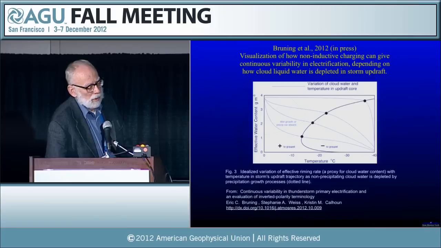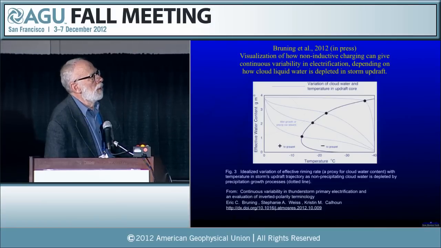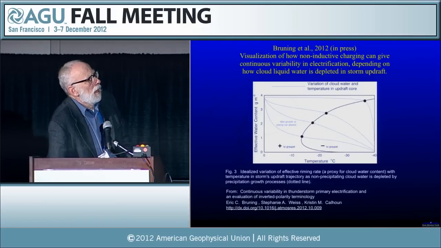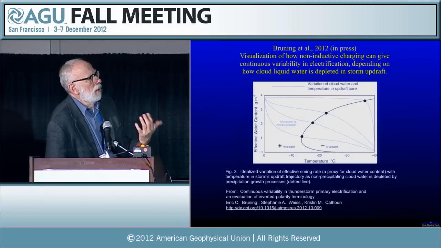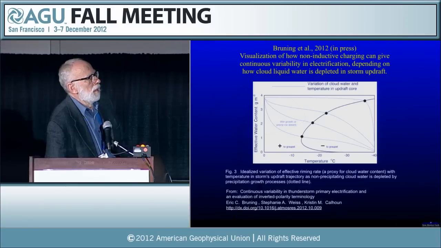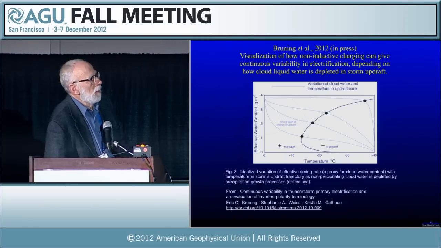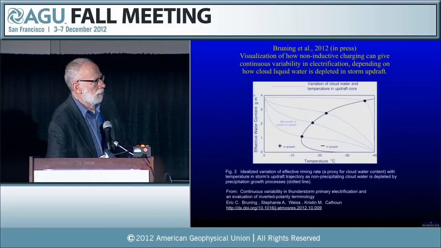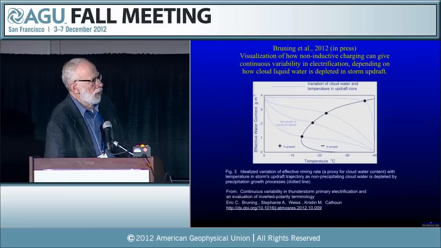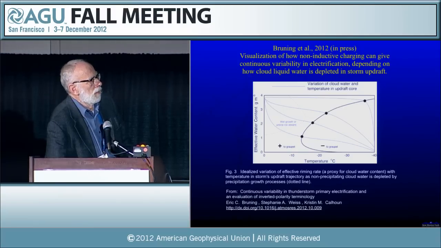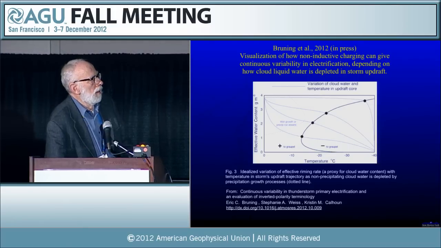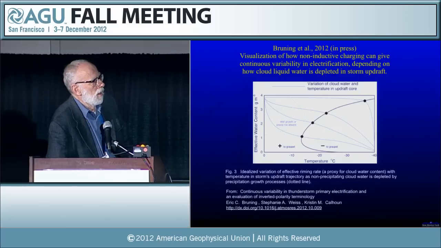Okay, and just in closing, I'll call attention to this upcoming paper, in press by Bruning et al. The question is how you can explain negative charges being at different altitudes in the storms, and he's come up with a very nice visualization of the concepts of how the transition occurs between positive charging of graupel, which is to the left of the dots in the curve, and negative charging of graupel, which is to the right.